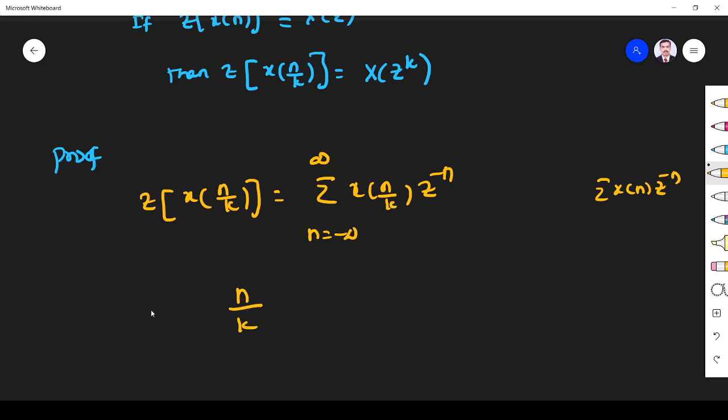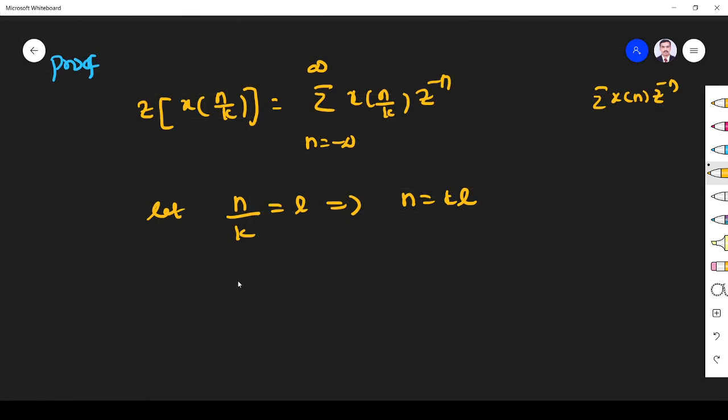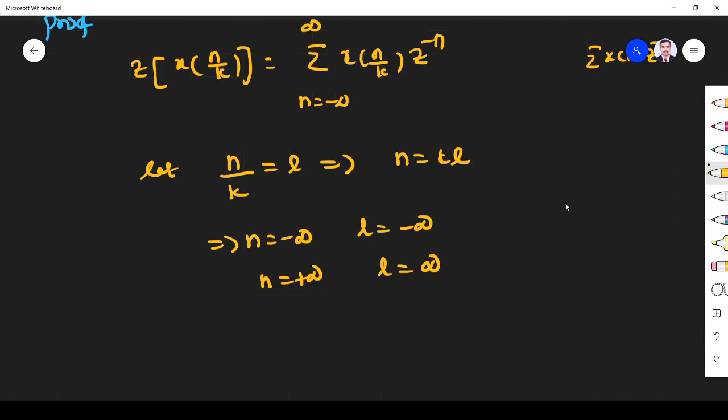So I replace, let n by k is equal to l. This implies n is equal to kl. I want to write everything in terms of l. Here n varies from minus infinity to plus infinity. This implies when n is equal to minus infinity, l is also minus infinity. When n is equal to plus infinity, l is also plus infinity. So I convert this equation number 1 in terms of l.